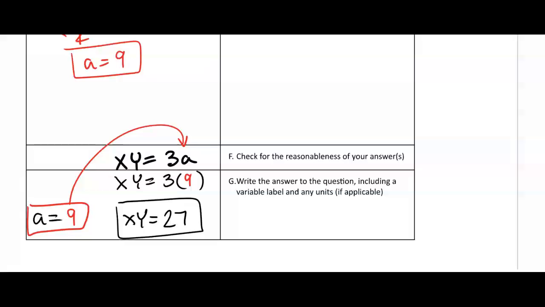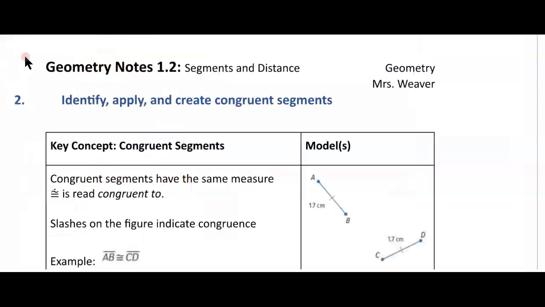And that's it. All right, so if you need an extra review of the algebra approach, that is it. All right, we're on objective 2, which is working with congruent segments. We're going to identify congruent segments, including their symbols. How do we know something is congruent? We're going to apply congruency, and we're going to create congruent segments.